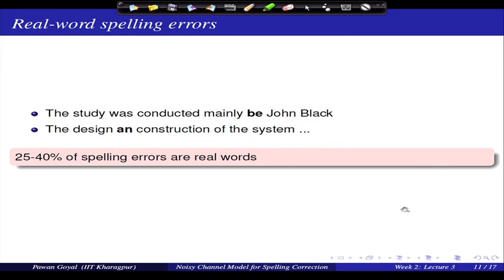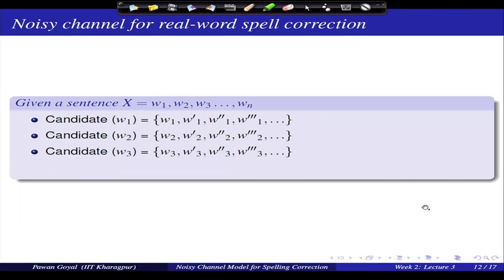Okay, and this is again some statistics: 25 to 40% of the spelling errors that we see are real words. Now suppose I have a sentence X that contains words W1 to Wn. We do not know which of these words is in error, because all of these are real words in my dictionary. So how do I actually start doing the spell correction?